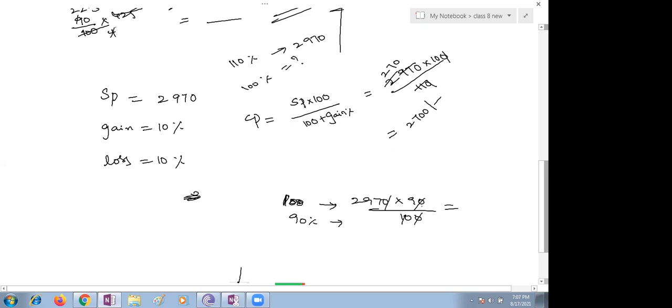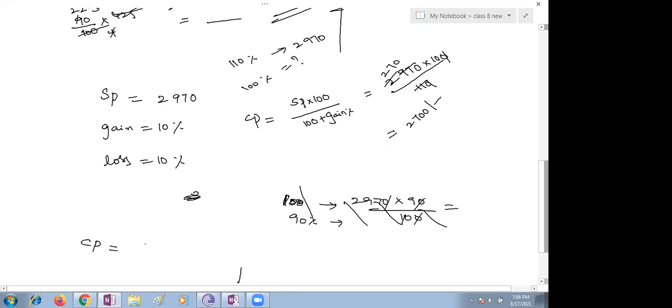No, here only we are making the mistake every time, children. We are not supposed to take directly 90% here. The first procedure is correct, by 100, but here we are not supposed to take 100%. Why? Because the selling price of 2970 is not 100% here. When loss happens, there is another formula to find the CP. That's why we are getting mistakes.